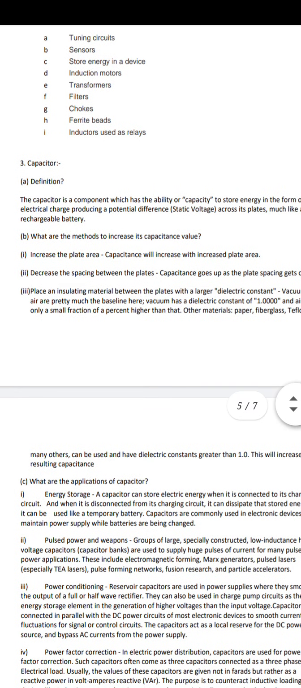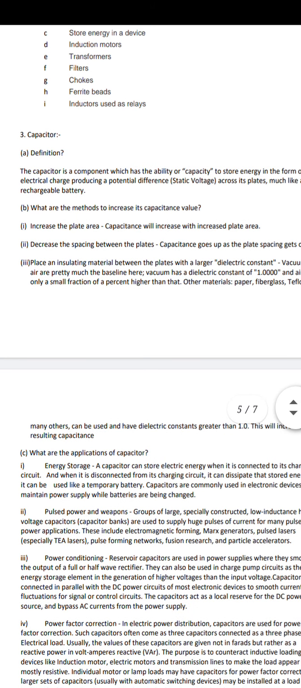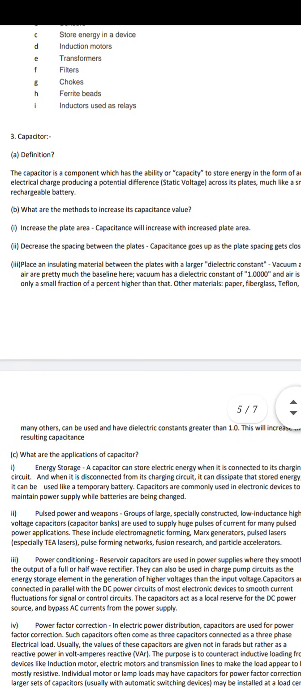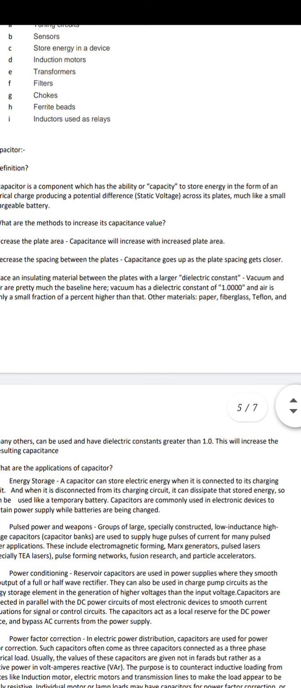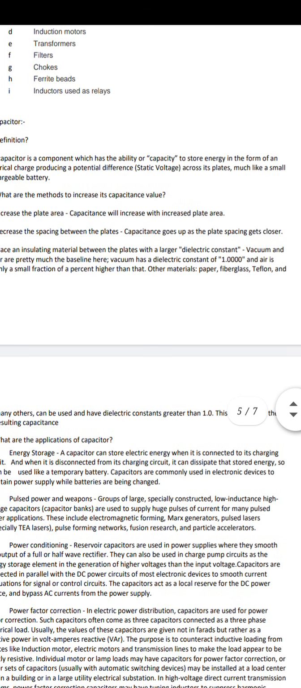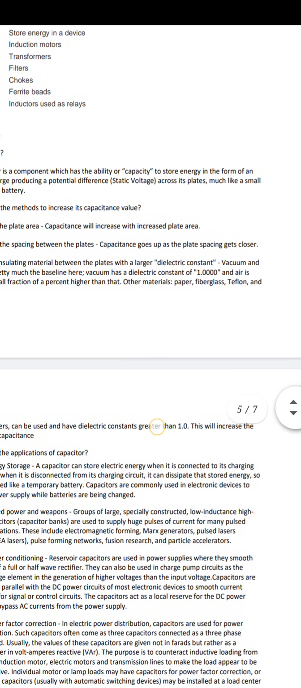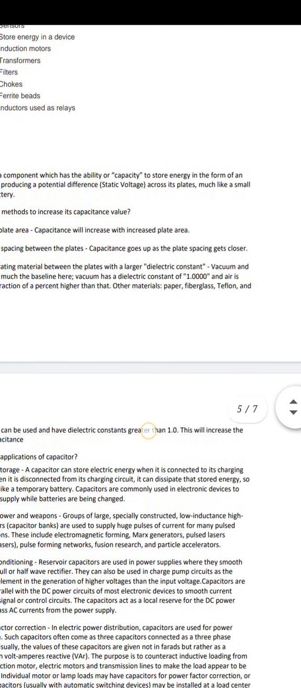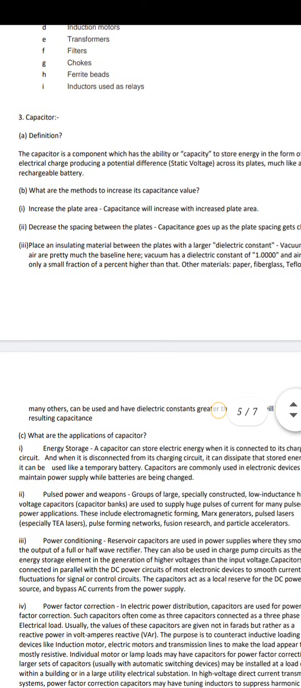Capacitance. For question number 3, the definition of capacitance: a component with the capacity to store energy in the form of an electric charge by a potential difference, with static voltage across the plates, much like a small rechargeable battery.